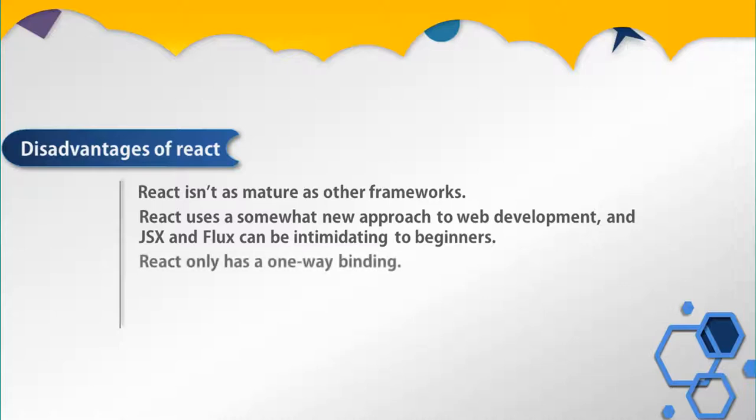The third disadvantage of React is that React only has one-way binding. Although one-way binding is better for complex apps and removes a lot of complexity, some developers who got used to two-way binding will find themselves writing a bit more code. I will explain how React one-way binding works compared to Angular two-way binding in future lectures.